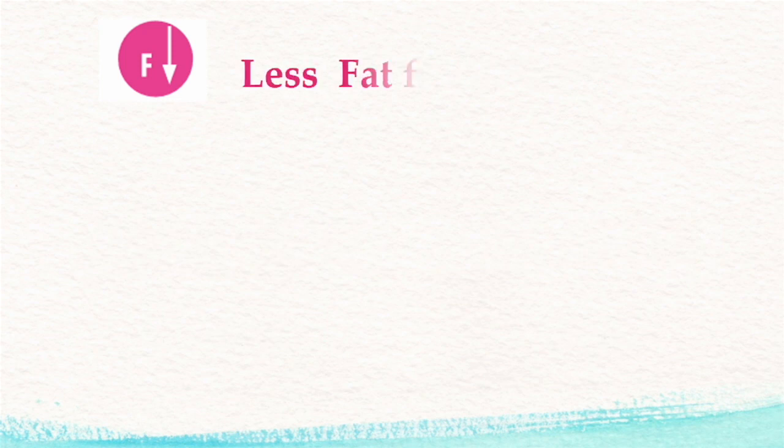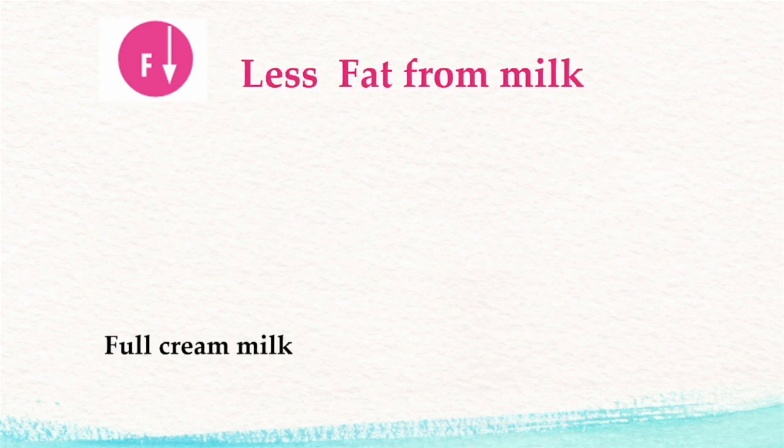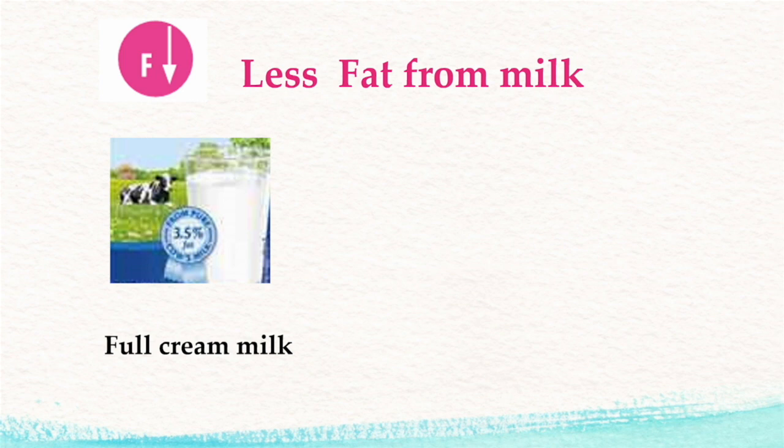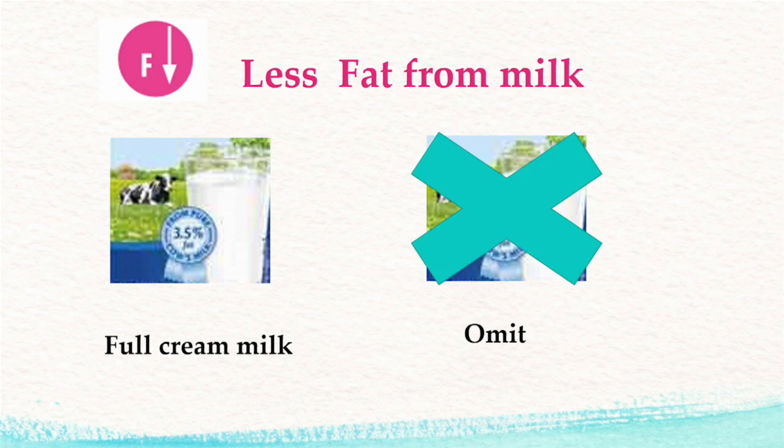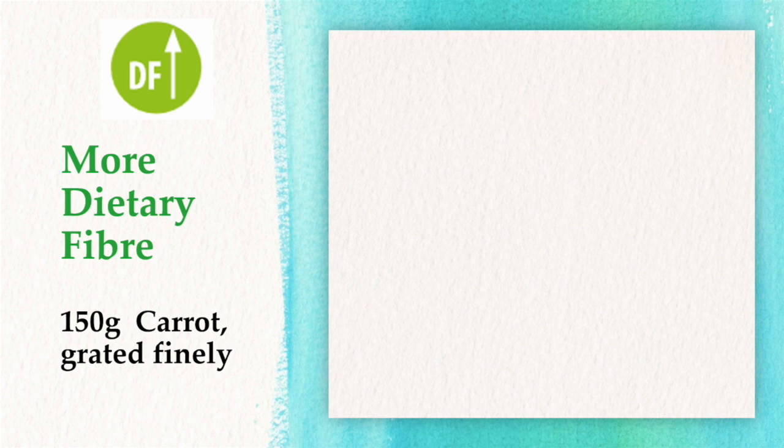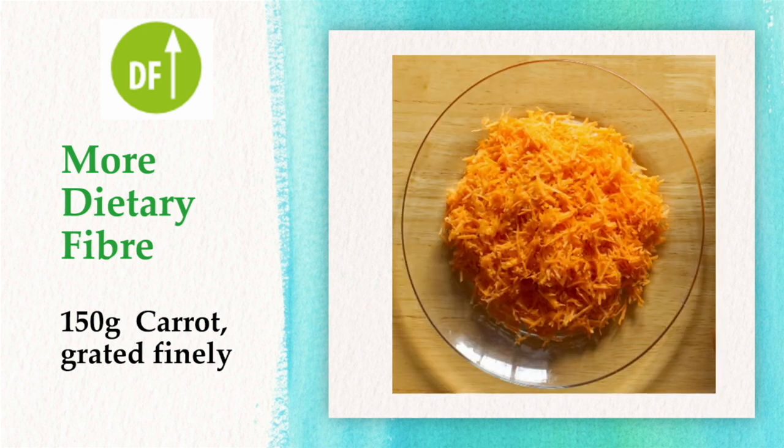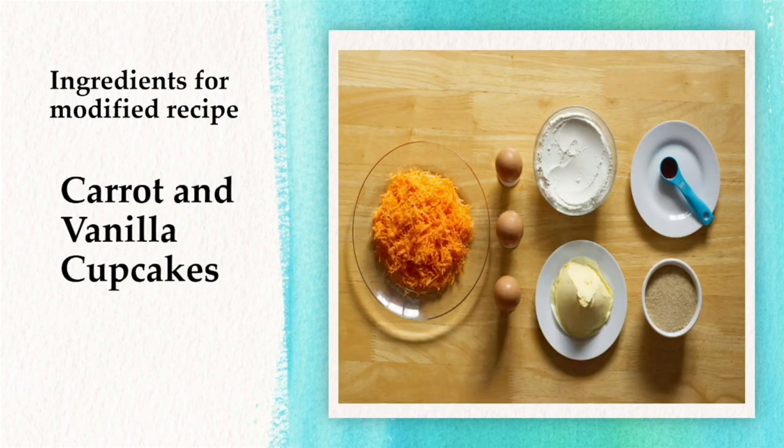For less fat from milk, instead of using full cream milk, omit or do not use milk in the recipe. To obtain more dietary fiber, add 150 grams carrot grated finely. So, here are the ingredients for the modified recipe, now carrot and vanilla cupcakes.